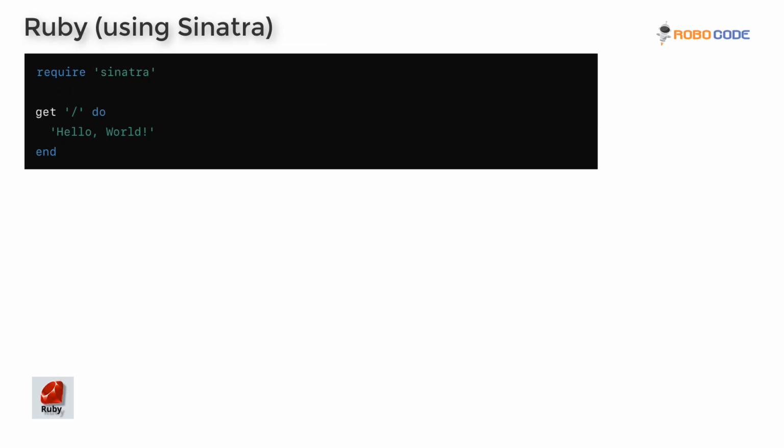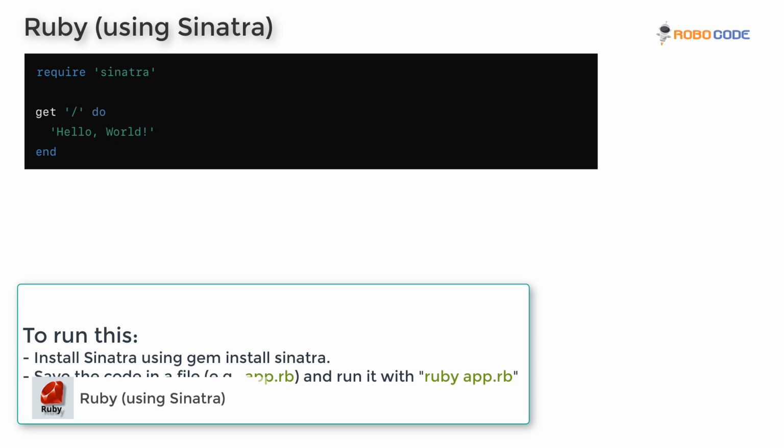Once we have written the code, to run this code, we'll install Sinatra using gem install sinatra and we'll save the code using app.rb and run it with ruby app.rb.